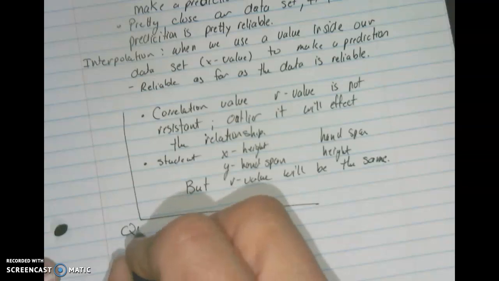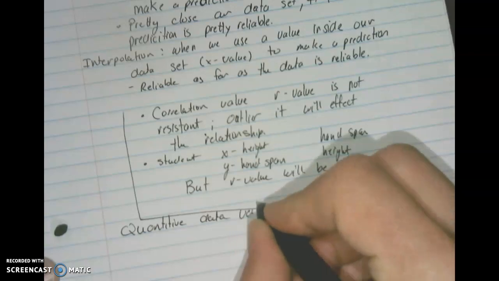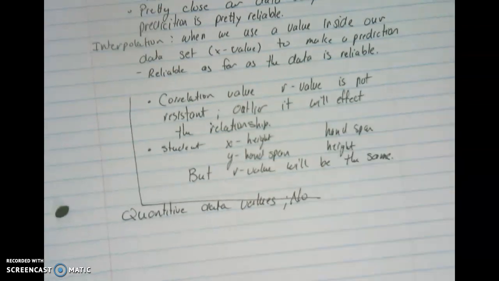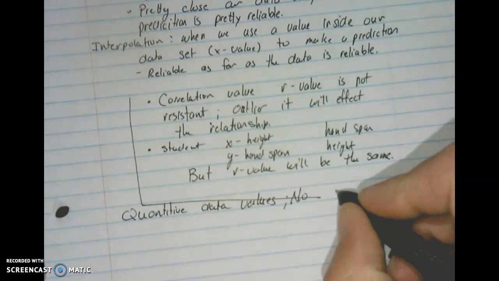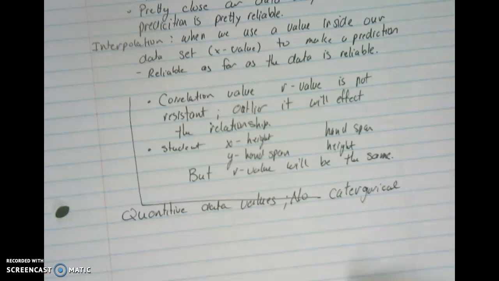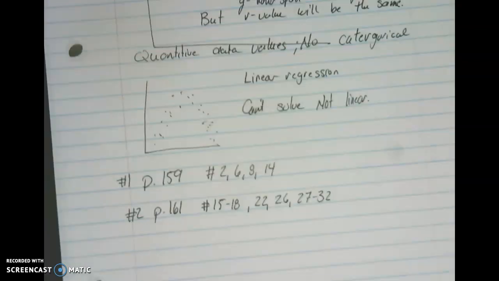Remember, we're only going to use this for quantitative data values. What's the other data type? If you have quantitative and, I think I call it categorical. Okay. And I've got to stop because we're going to run out of time. Use curved because it's not linear, and there's your homework.